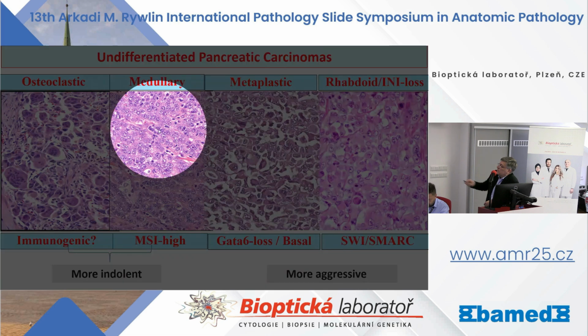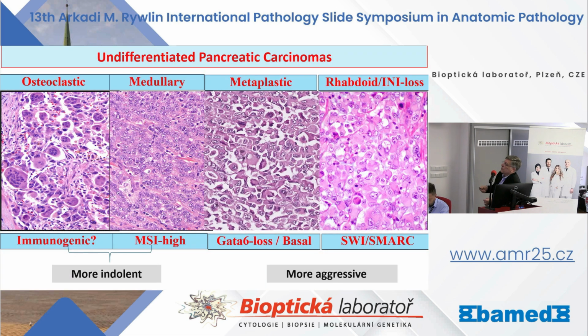And then we have this group that I just tried to illustrate to you that I propose to call metaplastic, characterized by GATA6 loss and basal differentiation markers and all the other characteristics of heterogeneity, etc. that we described. If you have a rhabdoid-looking tumor in the pancreas, just like in any other organ now, you have to do INI and also probably BRG to determine whether this is SMARC mutated or not.